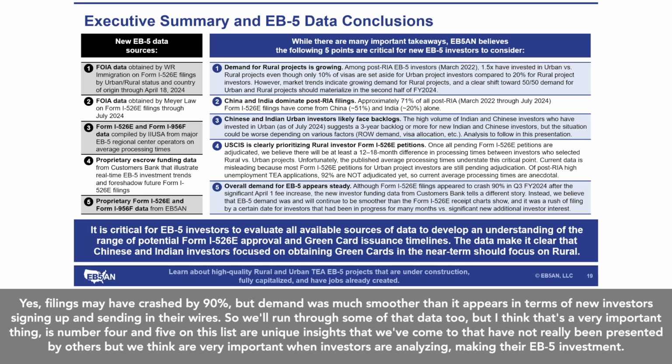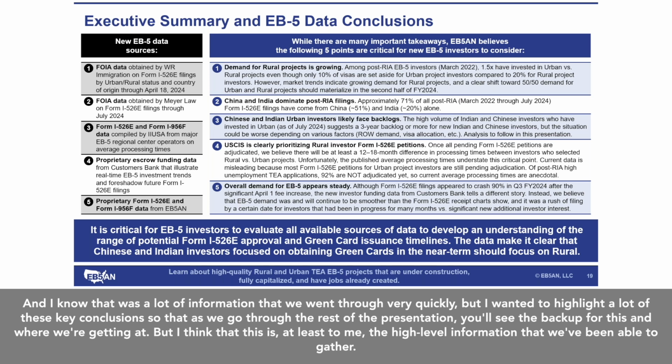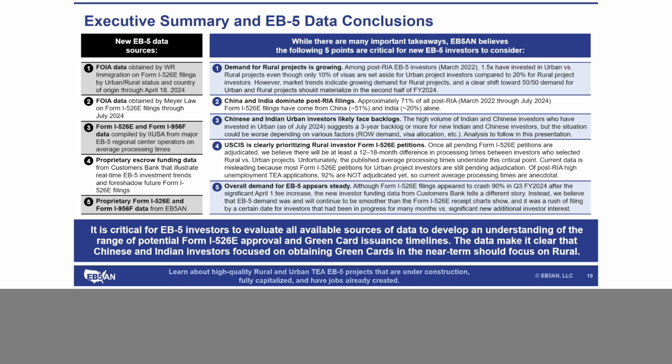So we'll run through some of that data too, but I think that's a very important thing, is number 4 and 5 on this list are unique insights that we've come to that have not really been presented by others, but we think are very important when investors are analyzing making their EB5 investment. And I know that was a lot of information that we went through very quickly, but I wanted to highlight a lot of these key conclusions so that as we go through the rest of the presentation, you'll see the backup for this and where we're getting at. But I think that this is, at least to me, the high level information that we've been able to gather.